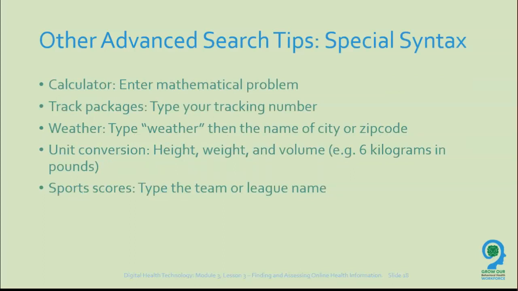It's also kind of cool to know about some of the special syntax in your searching. If you type calculator into Google or almost any other search engine, automatically the first option will be for you to enter a mathematical problem. So a calculator will basically come up. Track packages will give you the chance to type your tracking number. Weather: type weather, then the name of the city or zip code, and you'll be there. Unit conversion: simply type in the height, weight, and volume, 6 kilograms in pounds, and a converter will come up.